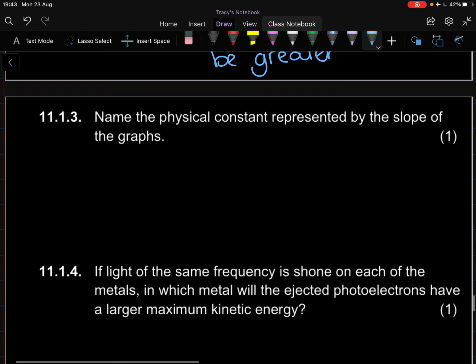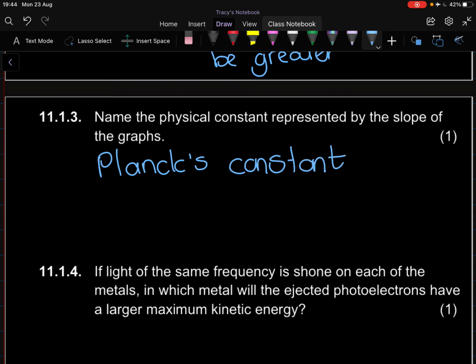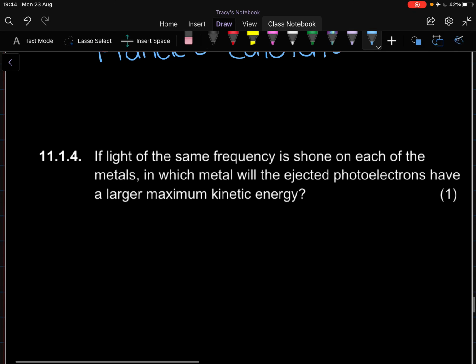Okay? Then, name the physical constant represented by the slope of the graphs. And this is quite a complicated one to get around, but essentially it's Planck's constant. Okay, that's the gradient of the graph. If you turn the graph into a y equals mx plus c equation, where m obviously is your gradient.